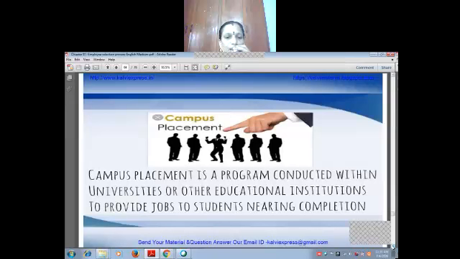So campus placement is a program conducted within the universities, within the colleges and educational institutions, where they are giving jobs to the students before they complete their degrees.